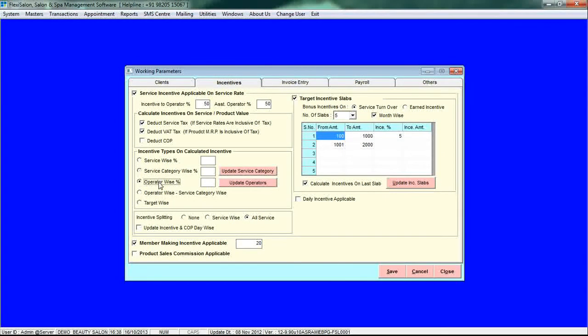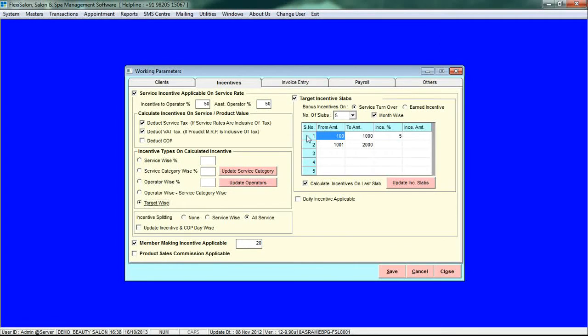The other part is operator wise. Operator wise generally means on a flat basis. Whatever the service turnover is, you would be providing a particular operator 10% or 5%. The other one is the combination of all the three, operator wise as well as service category wise. But nowadays in the market, target wise is mostly used. You have to set a target for your employees, and if that is achieved, the employee would get the commission.